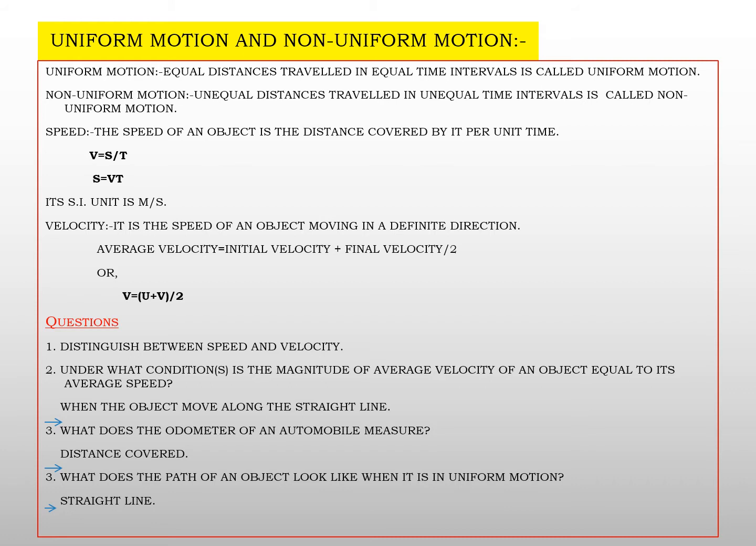Now we have some questions. Distinguish between speed and velocity. Yes, you can see this is the definition of speed and this is the definition of velocity. Second question: under what conditions is the magnitude of average velocity of an object equal to its average speed? And the answer is: when the object moves along a straight line.